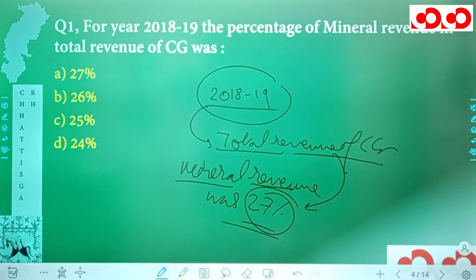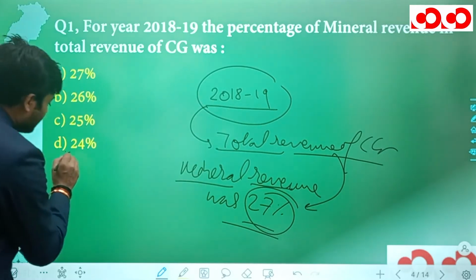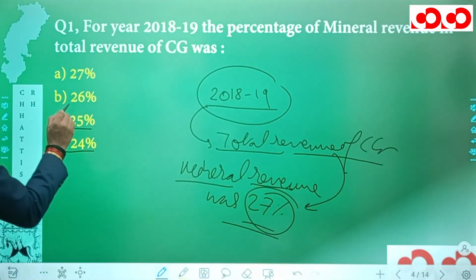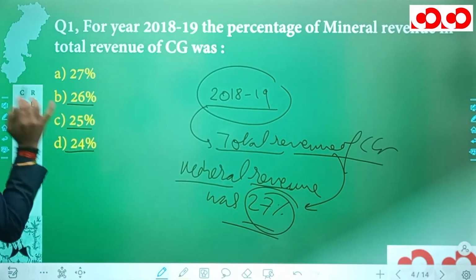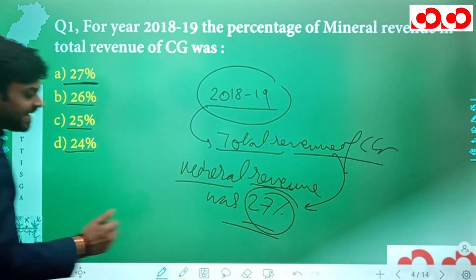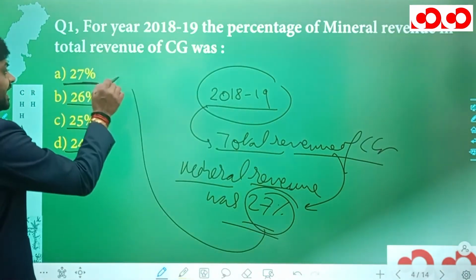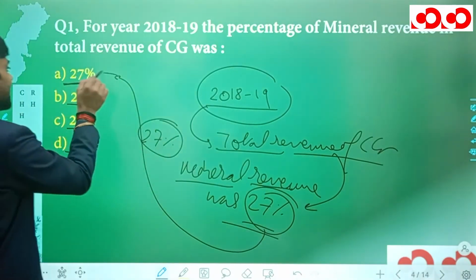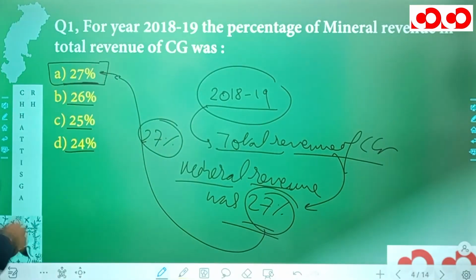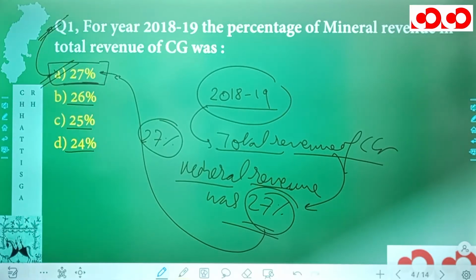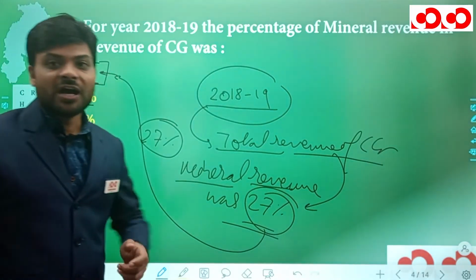Now let us analyze the options. In option D, we have 24%. In option C, we have 25%. In option B, we have 26%. And in option A, we have 27%. Now, from the explanation, we know the correct answer has to be 27%, which is given in option A. And hence, option A is going to be the correct option for our first question. So this was all about our first question.